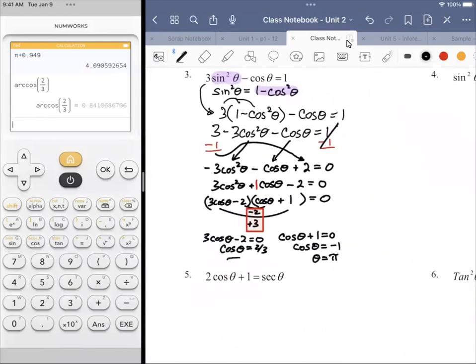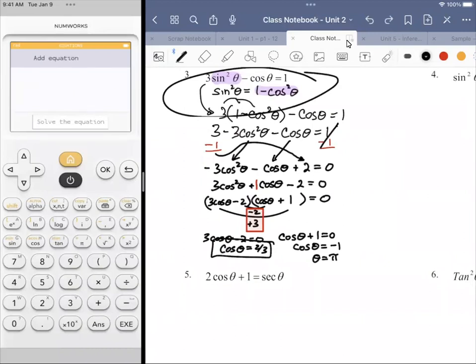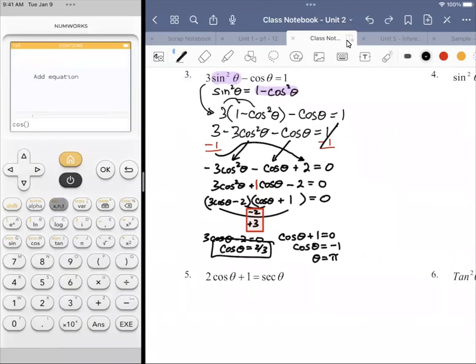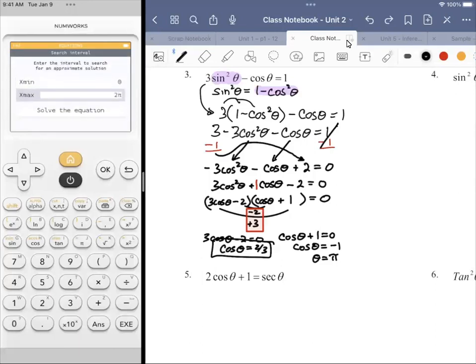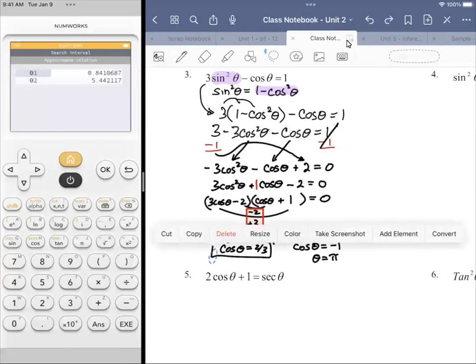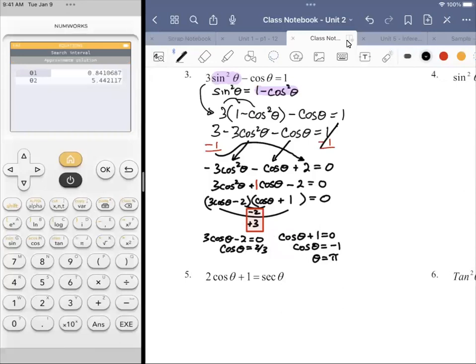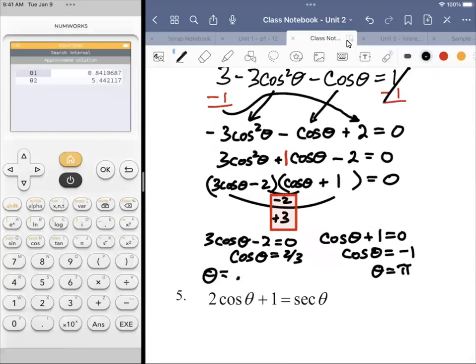So for this part only, I would go into my equation solver and then throw in just this equation. All right, so get rid of this, not back to the original one, this simplified one, and write cosine theta equals 2/3. Solve it. Again, 0 to 2 pi. And so we got the 0.841 that the calculator in the calculation menu gave us, but we would have had to work to find the 5.44. So we'll just take it from the calculator. So 0.841 and 5.442. All right, these are all in radians.